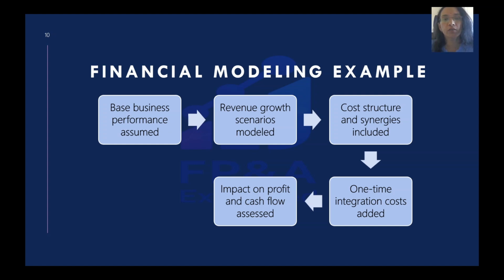It first creates the base model. The base model reflects the business as is, without any changes. Then, FP&A tries to incorporate the revenue growth scenarios. Either the growth can be assumed to be conservative or higher growth. FP&A then includes the cost structure, and then it will add the one-time integration costs.